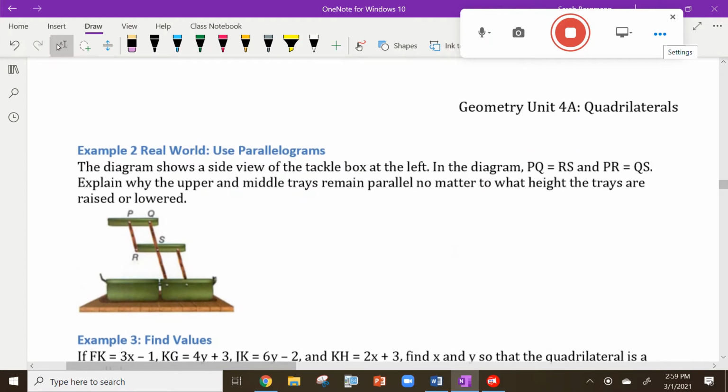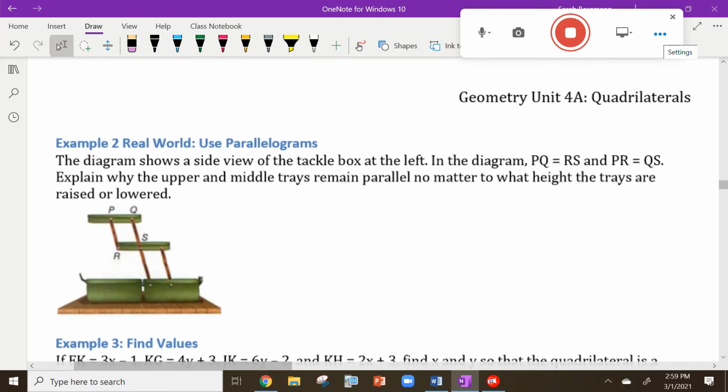Next, we'll do this one. It says the diagram shows a side view of the tackle box at the left. In the diagram, PQ equals RS, let's label that, and PR equals QS. Explain why the upper and middle trays remain parallel no matter to what height the trays are raised or lowered. So if we notice here, these are the upper and lower trays.